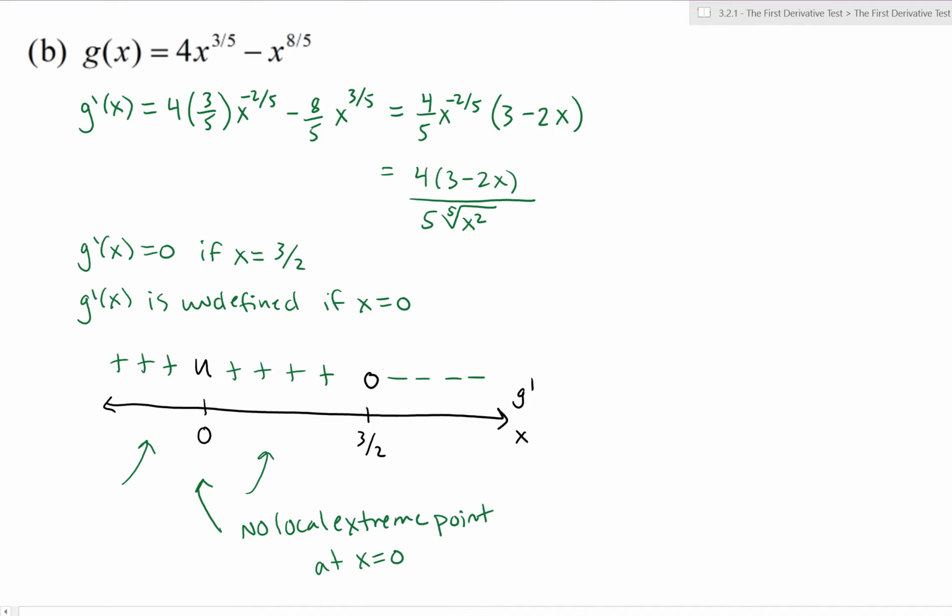However, at x equals 3/2, we have that the derivative does change signs from positive to negative. So it's got to look something like that. So at x equals 3/2 here, g has a local max, as again, the derivative changes signs from positive to negative. And there you go.